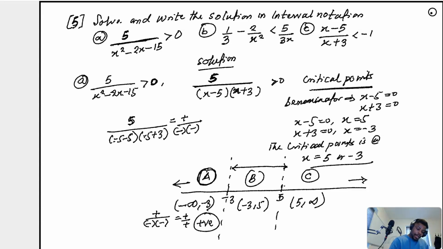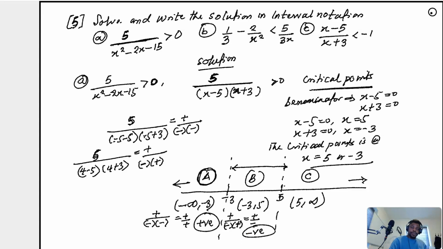Easy for that one. Now, for this interval, minus 3 and 5, we can pick 4. So that would be 5 divided by 4 minus 5, 4 plus 3. 5 is always 5, that is positive. 4 minus 5, that is minus 1, that is negative. And 4 plus 3, that is 7, that is positive. So this is positive divided by negative and positive. So in this case, this is positive divided by negative. So what do we have? Negative.